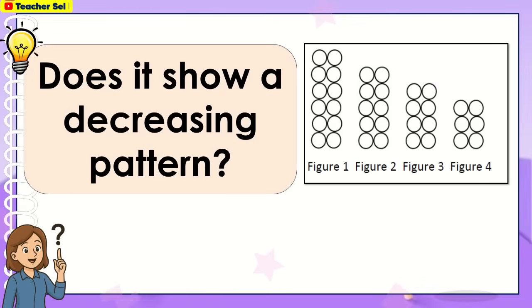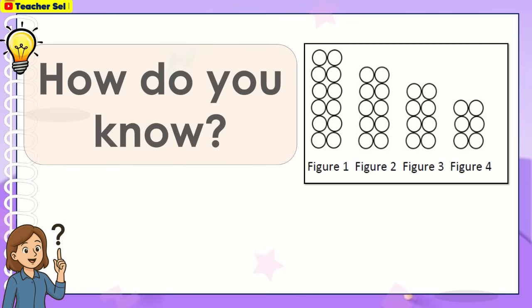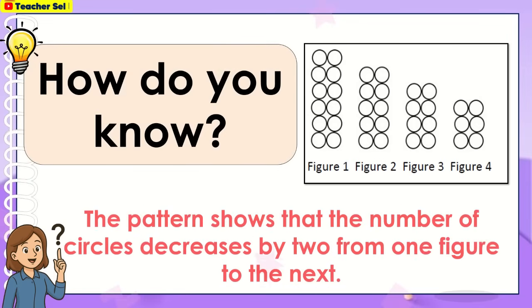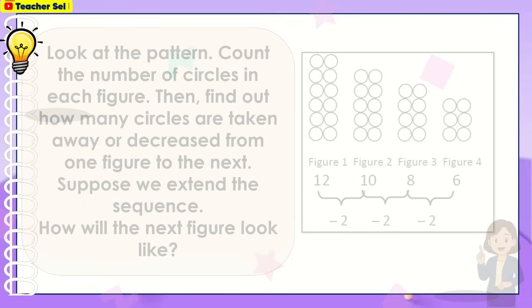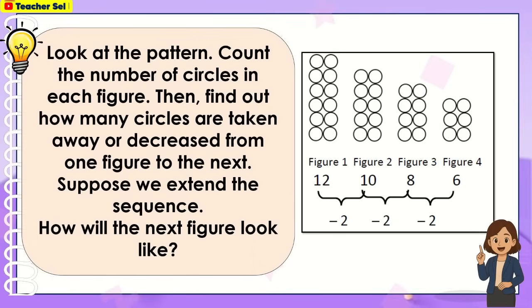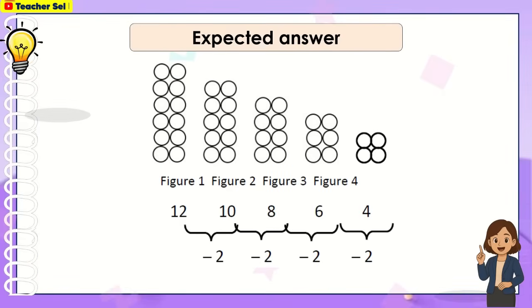Does it show a decreasing pattern? Yes, it does. How do you know? The pattern shows that the number of circles decreases by 2 from one figure to the next. Look at the pattern. Count the number of circles in each figure, then find out how many circles are taken away or decreased from one figure to the next. Suppose we extend the sequence. How will the next figure look like? The expected answer is this.